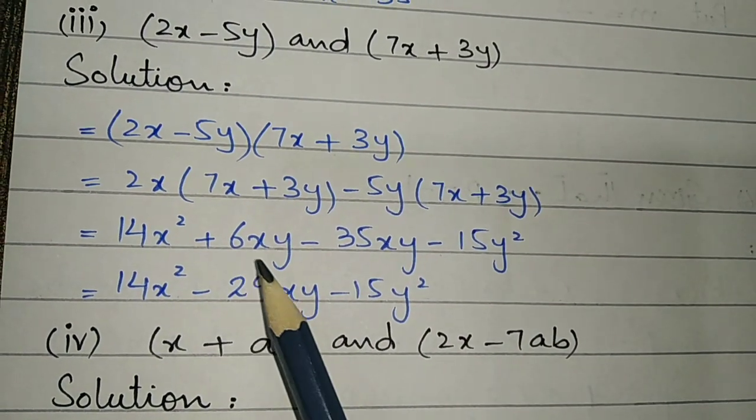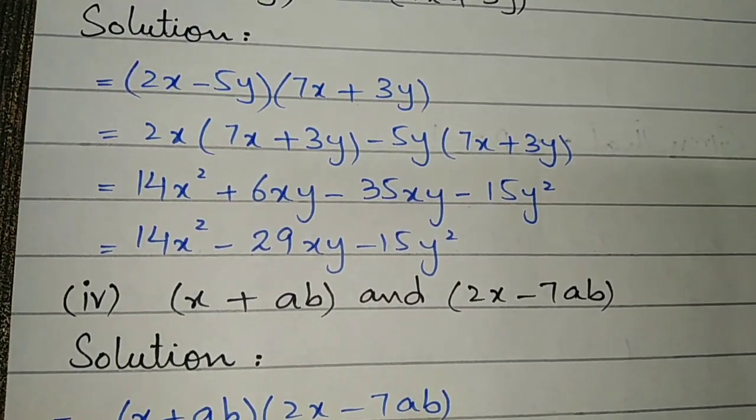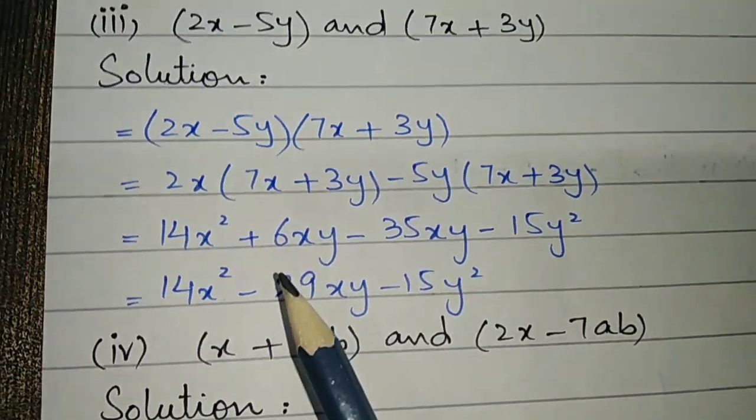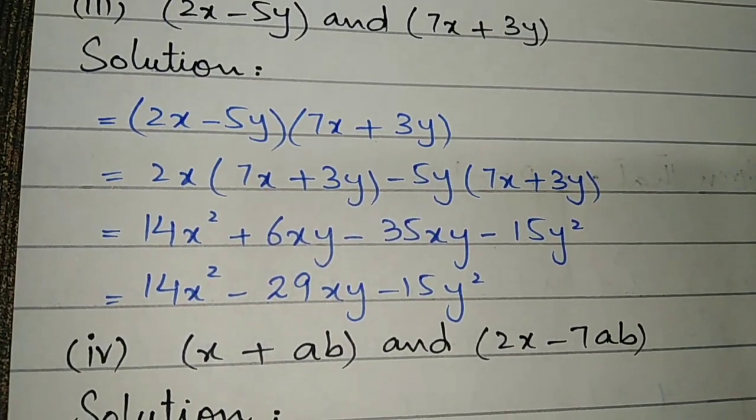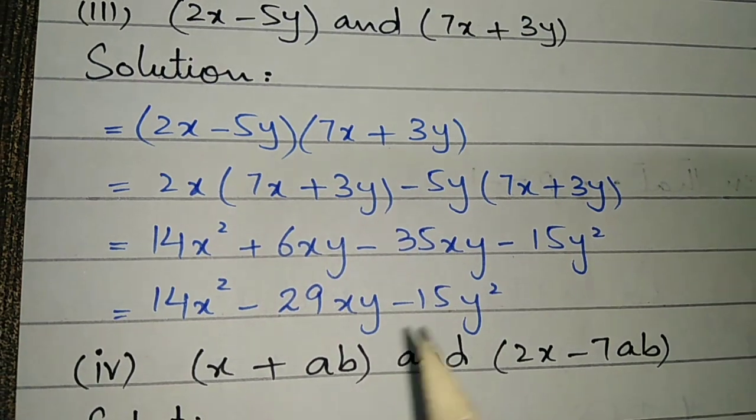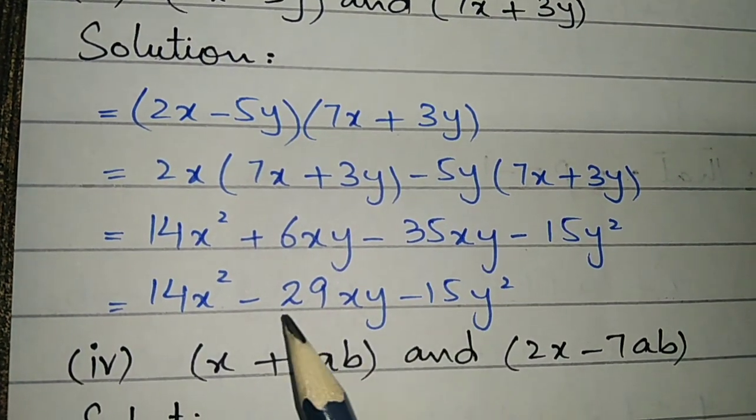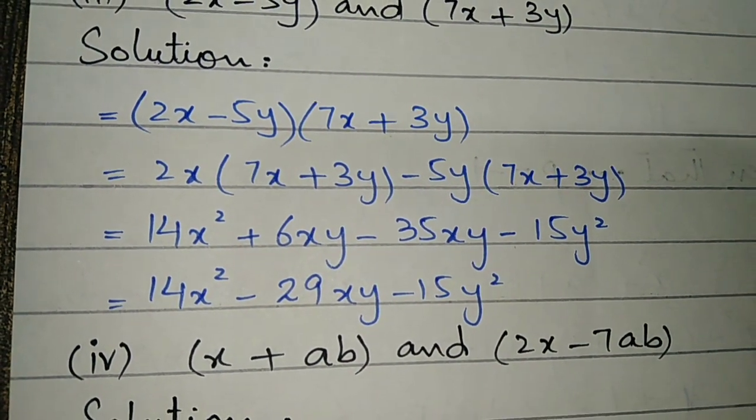Now the like terms are 6xy and negative 35xy. So we have to solve it. So 14x square, negative 35 plus 6, that is minus 29, and the sign of the larger term, that is negative, xy, minus 15y square is the answer.